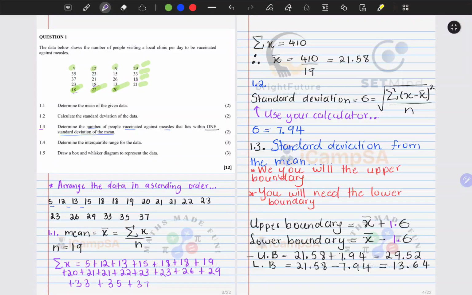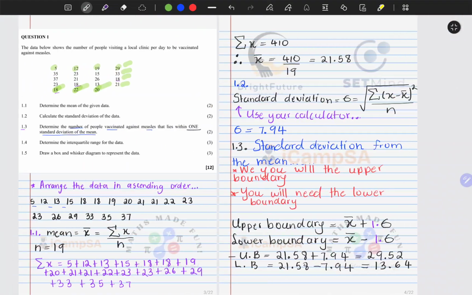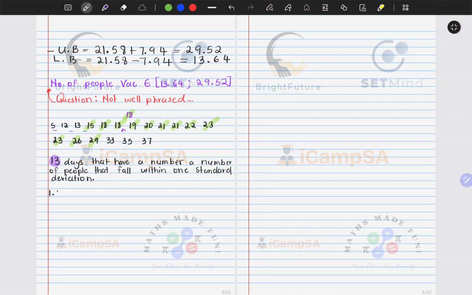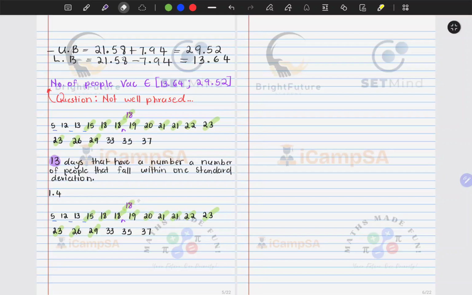Determine the interquartile range of the data. Okay, so let me quickly fix this data here and we give it a shot. So we need to figure out where Q2 and Q3 are. So let's put in the 18 somewhere there. Okay, let me just erase all of this.